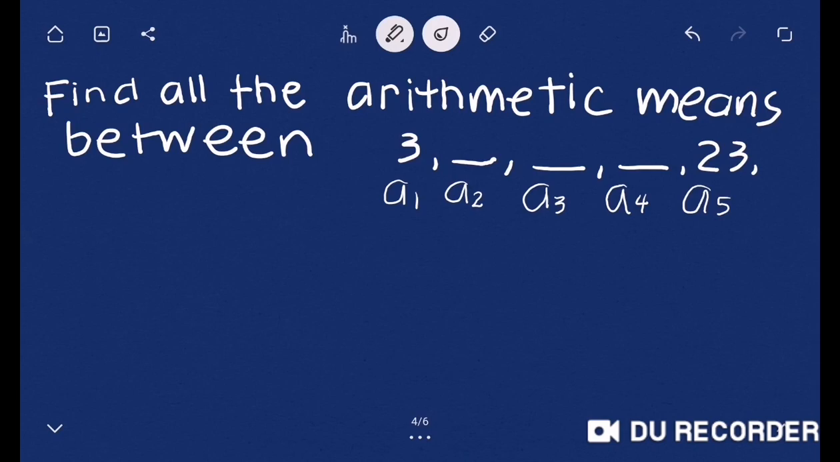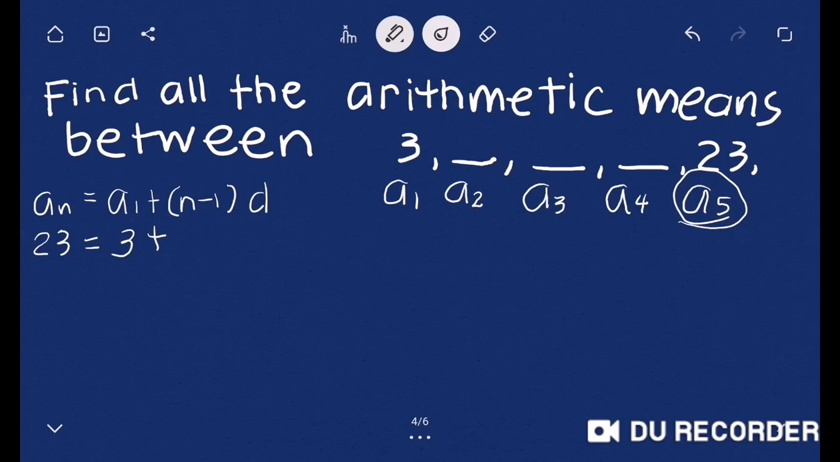Okay. So just like what we did in the previous example, let us set up first the equation to be used. So we have a sub n equal to the first term plus n minus 1 times the common difference. So in this case, ang ating gagamiting a sub n or value in replace of a sub n is 23. And then ang first term natin is positive 3, plus 23 is the fifth term, so ang ating n is 5 minus 1 times the common difference. So pwede na nating isimplify pa yung equation. We have 23 equals 3 plus 5 minus 1 is 4 times d. We have 4d.